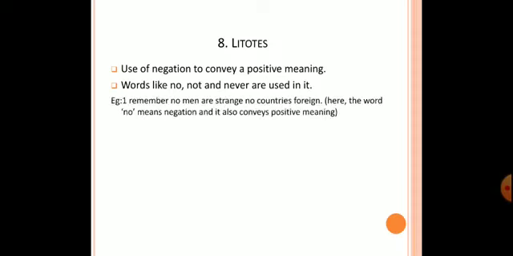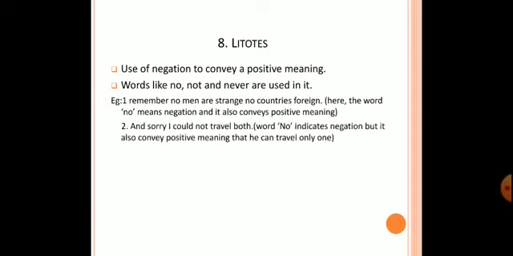The first one is: remember, no men are strange, no countries foreign. So over here the word no is being repeated, which means negation. But this indicates a positive meaning: that none of the persons is strange and none of the persons or countries is foreign for us.